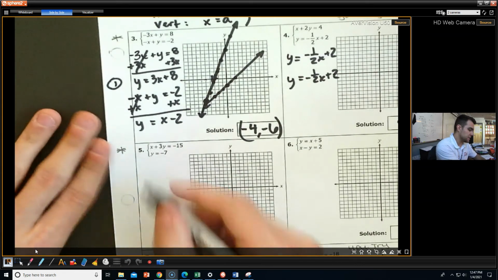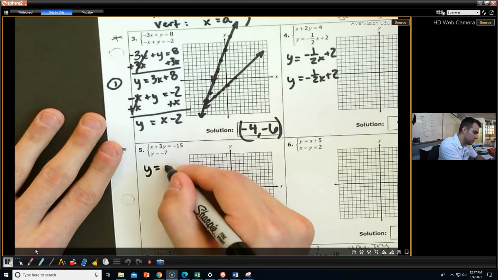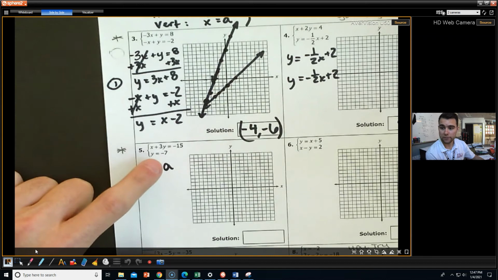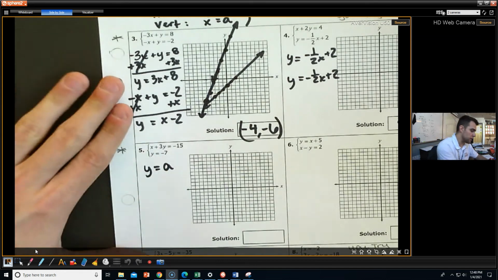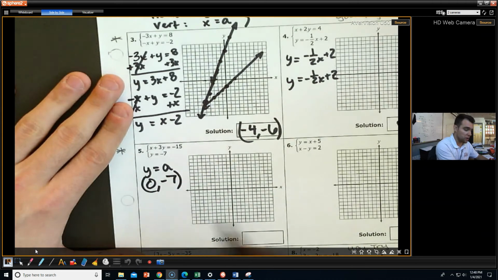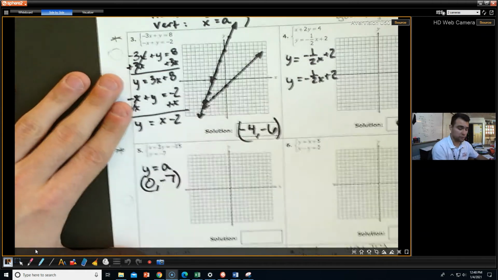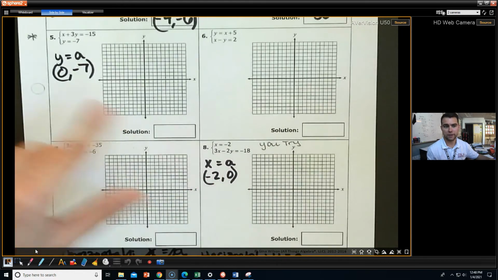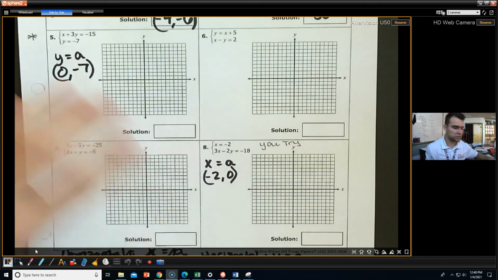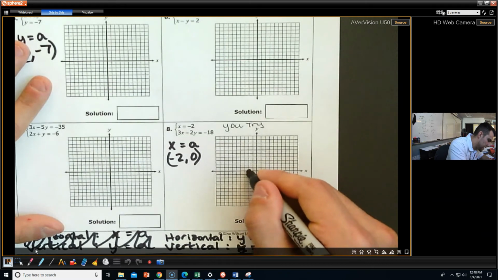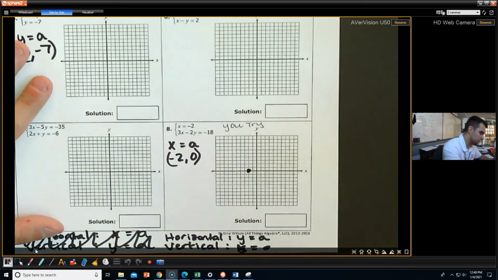If it was like number 5, that is a horizontal line of the form y equals a, and the y-intercept is going to be -7. So we should expect to see (0, -7) as the point we start with, and it's going to be a horizontal line. Okay, so that's kind of the difference. They flip-flop. x is x-intercept, y is y-intercept, if that helps. All right. But let's plot this guy. So (-2, 0) would be right here, and once again, it's going to be a vertical line.